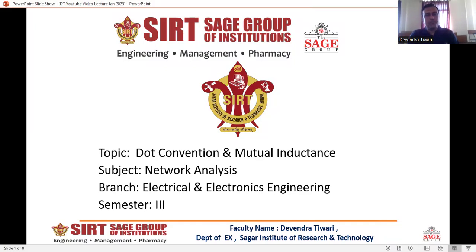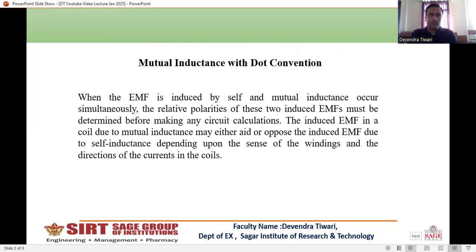As we know, when we want to decrease the complexity of any equation or any circuit, we use certain rules and sets of systems. Dot convention and mutual inductance is one of them, which will be able to decrease this complexity. So we will see what this mutual inductance is.